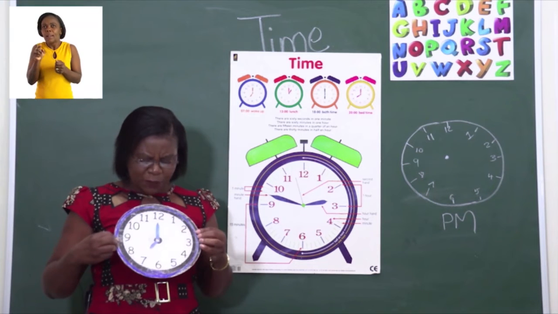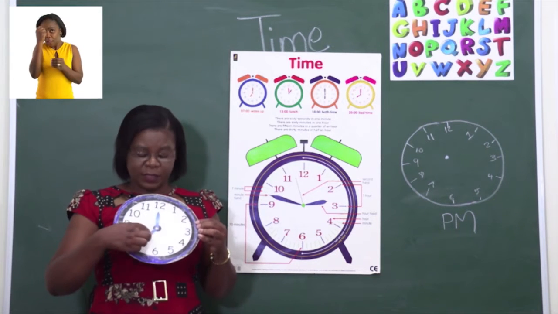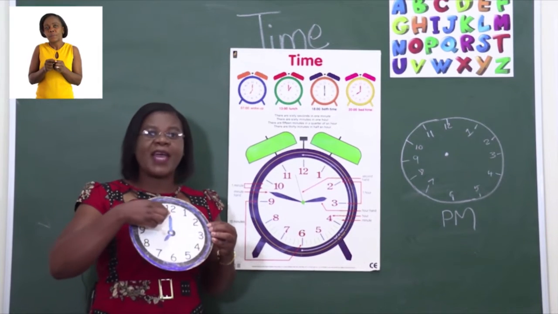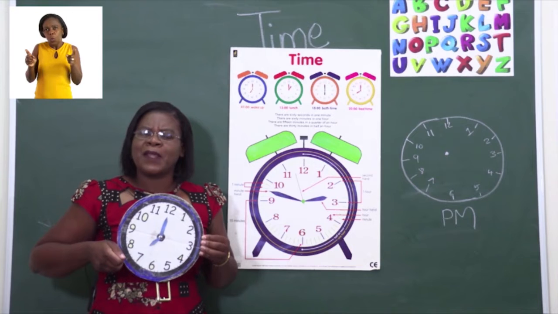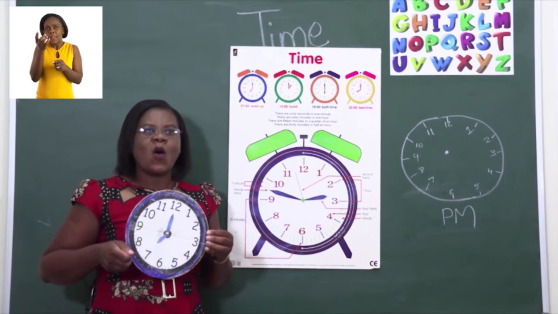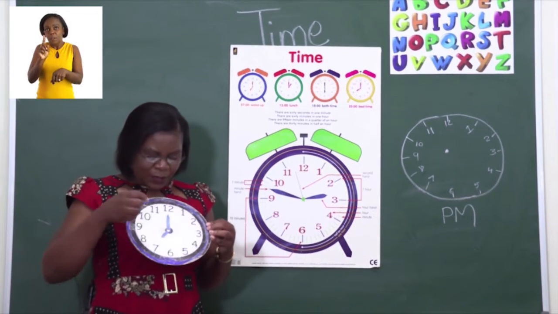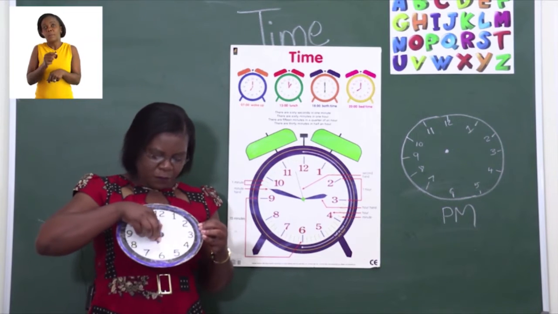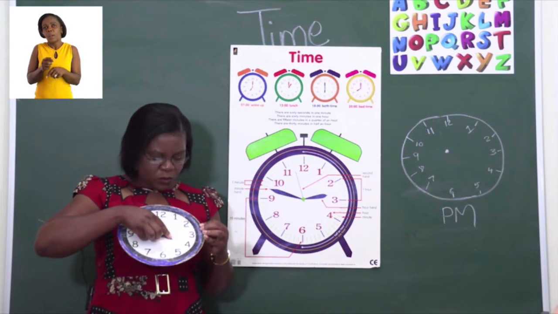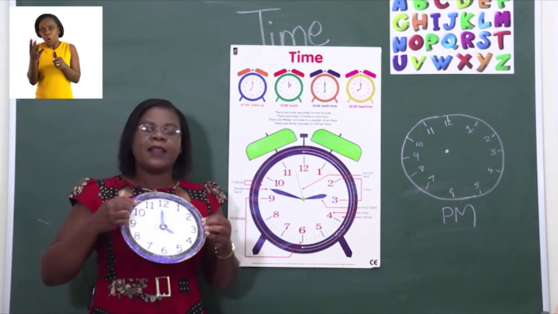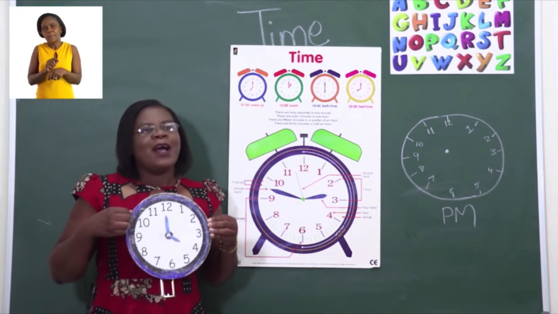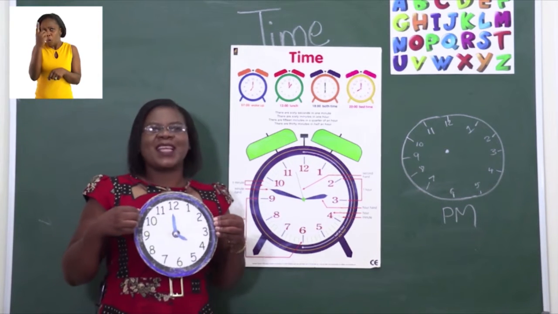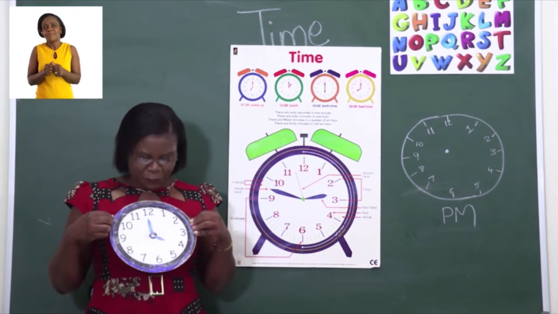Now, can you tell me, if my short hand is on 7 and the long hand is at 12, that is o'clock. What o'clock is it? That is 7 o'clock. Thank you. Same applies. If I move my short hand to 3 or to 4, let me say 4, the long hand is at 12. What time is that? 4 o'clock. Thank you. That is wonderful.